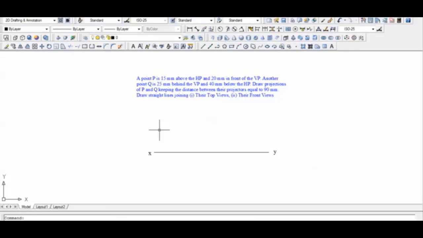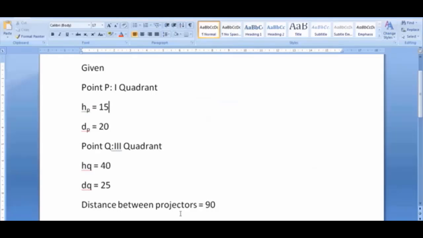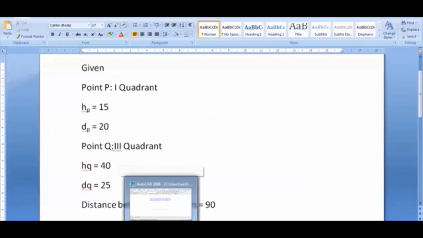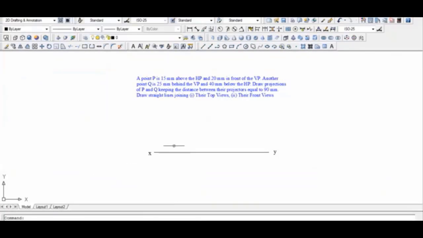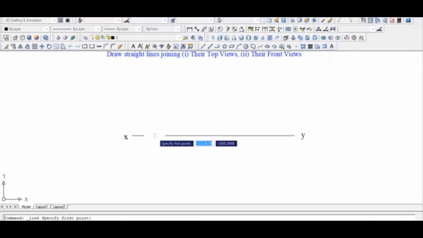Now what we need to do next is about this particular point P, for which H and D are 15 and 20. H is going to be above XY, D is 20 below XY. So 15 above and 20 below. Here it is, 15 above and 20 below, and this dimension over here is 15. And this over here is 20, and this is point P.